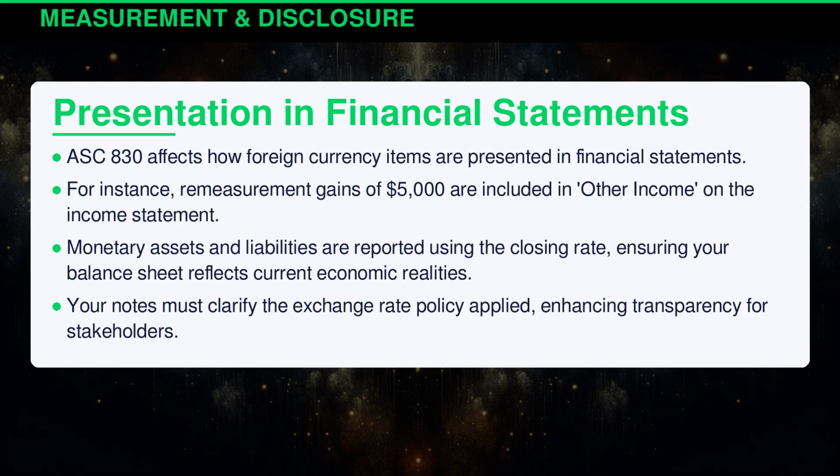ASC 830 affects how foreign currency items are presented in financial statements. For instance, remeasurement gains of $5,000 are included in other income on the income statement. Monetary assets and liabilities are reported using the closing rate, ensuring your balance sheet reflects current economic realities. Your notes must clarify the exchange rate policy applied, enhancing transparency for stakeholders.